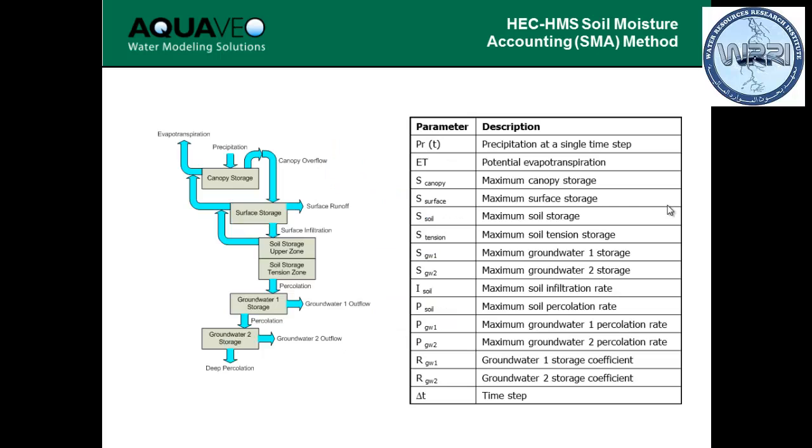Let's talk about some of the input parameters. This is a list of the input parameters that are used in the SMA method. You have to define all of these parameters. Later on we're going to run through a sample SMA method calculation, and your slides are going to have some starting values, some sample input values for all of these things.